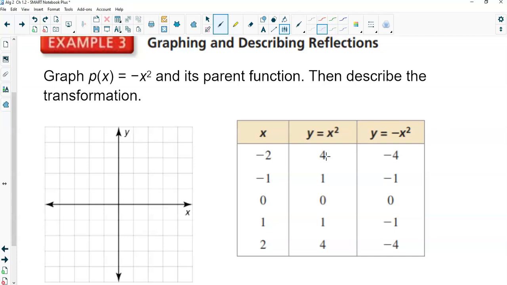Notice that the opposite means that the numbers just become the opposite. If this one was 4, this one is -4. If this one is 1, this one is -1. So this is the output. Okay, this is your y, your output. This is your y for x squared, and this is your y for the opposite of x squared. So let's graph them and see what they would look like. Well, we know we have one point at 0, 0. Then we have a point at -2, 4. So -2, 4 right there.